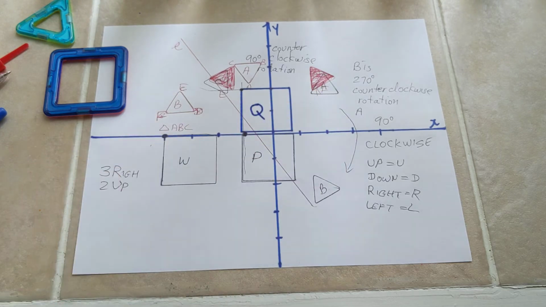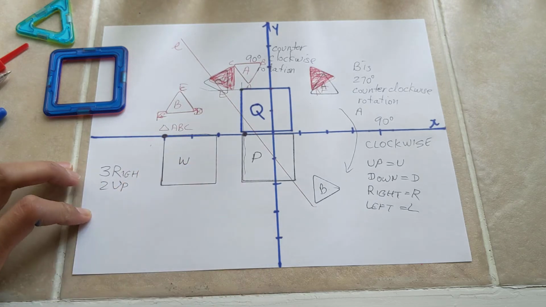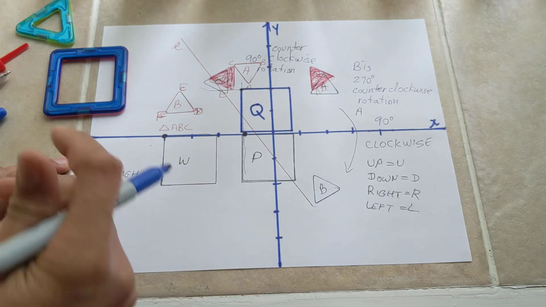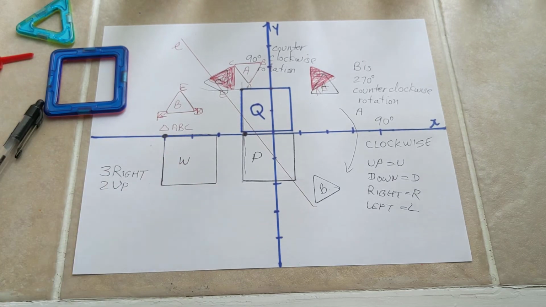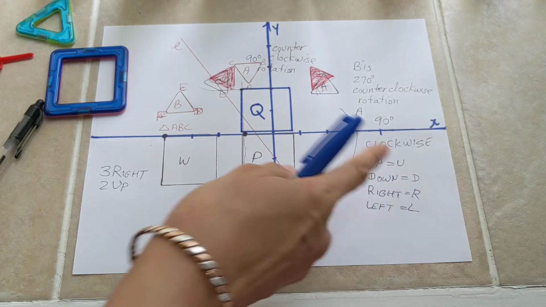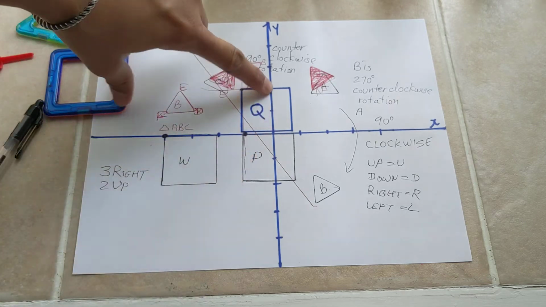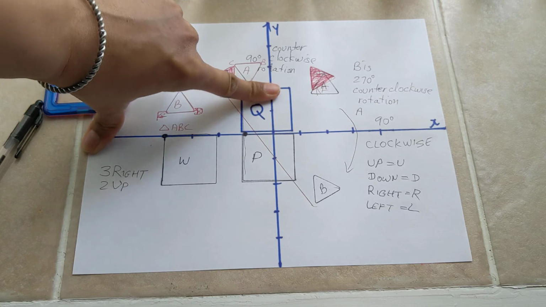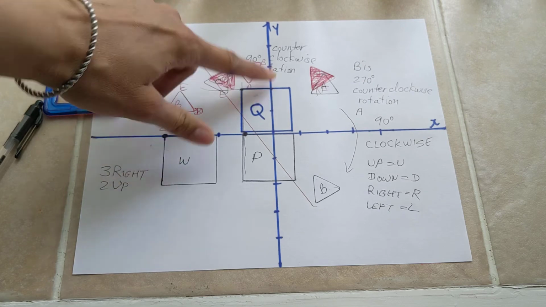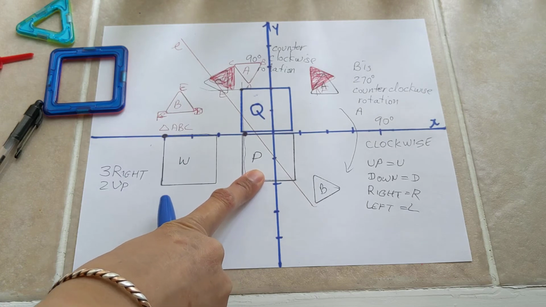So you can say P is a translation of W, 3 to the right. Oh, I forgot to write a T there. You can see why I use U, D, R, and L. Now, I can say Q is a translation of W, 3 to the right and 2 up. Or you can say Q is a translation of P, 2 up.